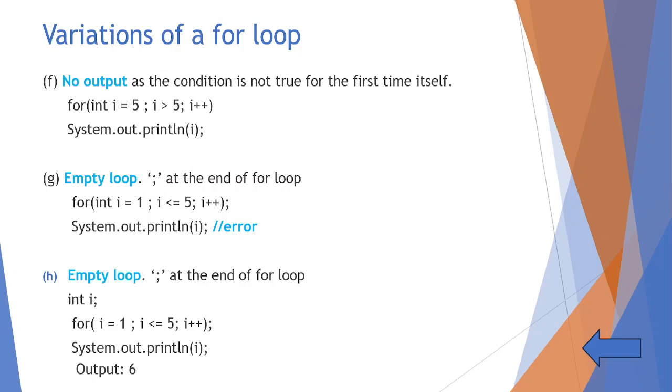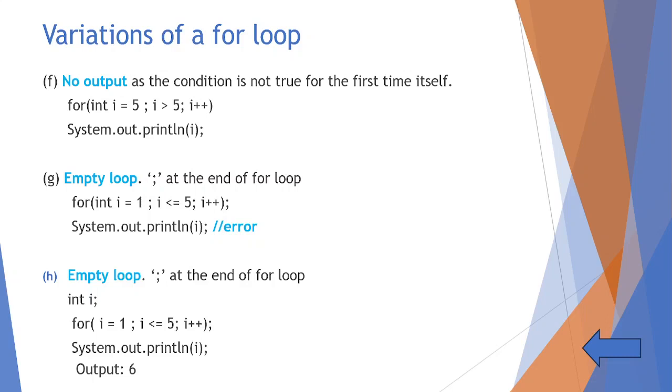But when I print system.out.println i, it gives an error. Why? Because the scope of variable i finished at the end of the for loop. It is a local variable to the for loop. And the for loop is an empty loop. So gives an error, i not found.